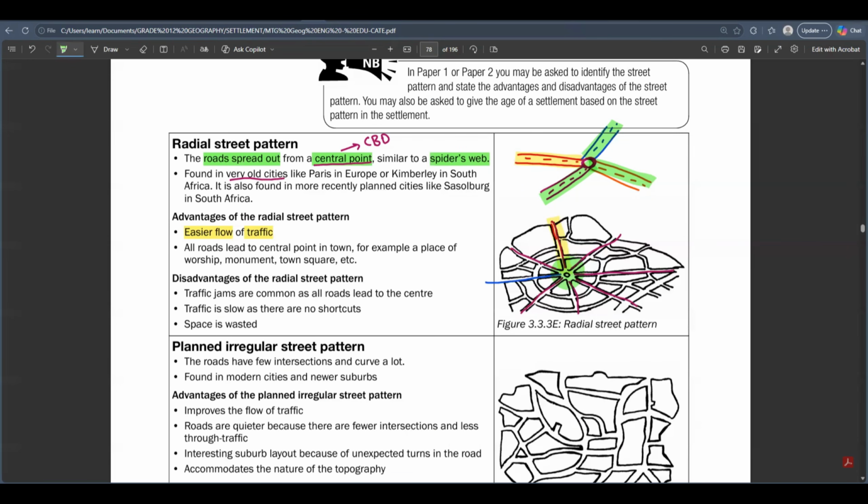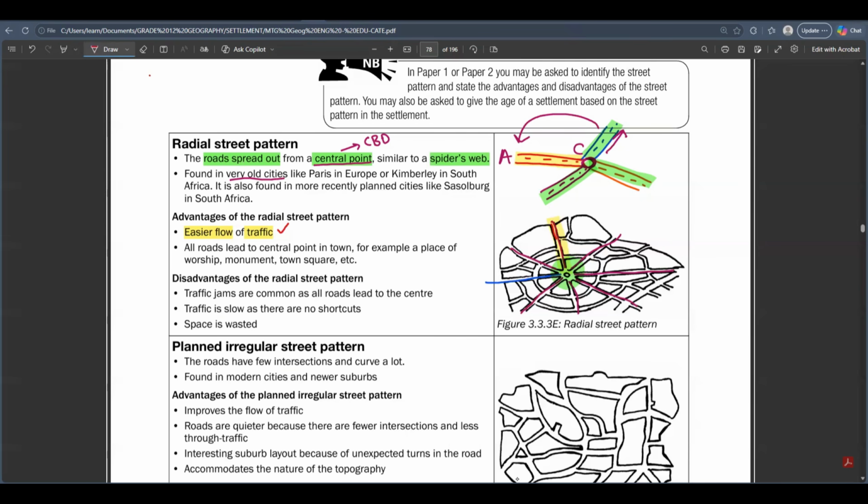Maybe you are coming from this point. Let's just say you are coming from point A and you are going to the CBD here. If you want to go back to point A and there's a lot of traffic, you can just take another road, maybe go that way and then come back to point A. But at least you didn't cause any traffic. That's the whole idea about this entire point. So in a radial straight pattern, there is easier flow of traffic. All right.